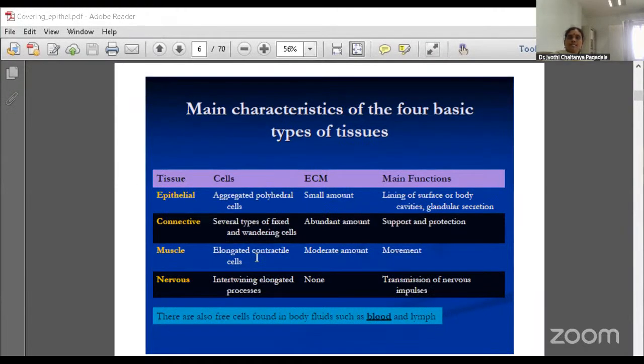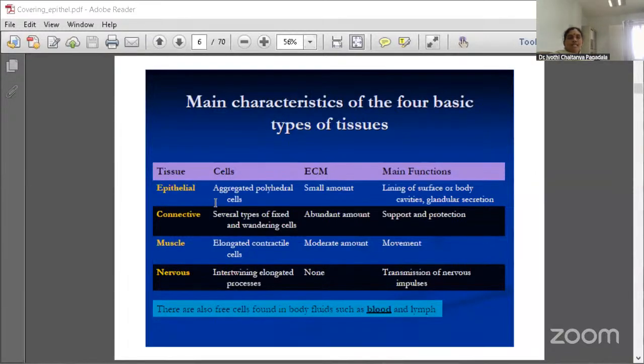As we just discussed, the cells presented in the epithelium are aggregated polyhedral. In the connective tissue, there are several types of fixed and wandering cells. In the muscle tissue, elongated contractile cells. In the nervous tissue, intertwining elongated processes. There are also free cells found in the body fluids, those being blood and lymph.